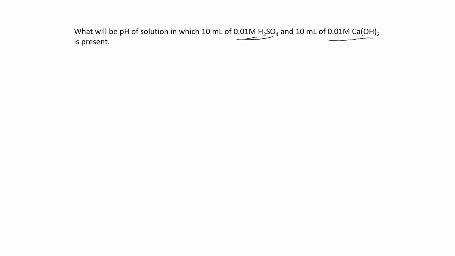So the question is, what will be the pH of the resultant solution in which H2SO4 and calcium hydroxide are present? Now let us see what reaction takes place actually between calcium hydroxide and H2SO4. A neutralization reaction actually occurs between the two, forming salt and water. So 1 mole of calcium hydroxide reacts with 1 mole of H2SO4.